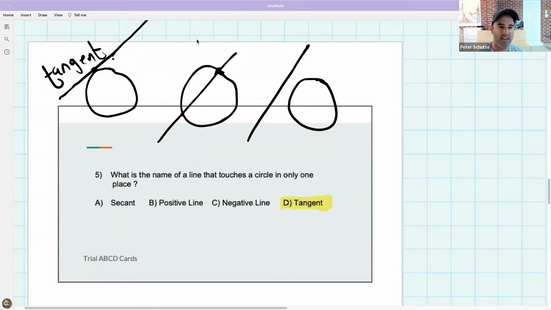Now, this situation over here, where it cuts it in 2 places, this is called a secant, and it cuts the circle in 2 places. And this over here is just called a line because its relationship is separate to the circle. Again, you don't have to memorize everything today, but I do just want you to start hearing these words.